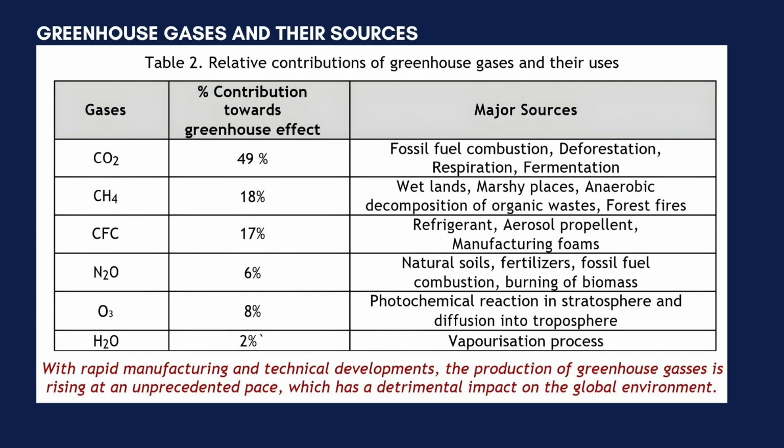So kung mapapansin nyo, a lot of these gases come from both natural processes and human activities. Kaya malaking factor talaga ang mga ginagawa natin. So overall, with rapid manufacturing and technological developments, tumataas ang production ng greenhouse gases at an unprecedented rate. And because of this, nagkakaroon ito ng detrimental impact sa ating global environment. So hindi lang siya basta concept. This is something that actually affects our planet today.